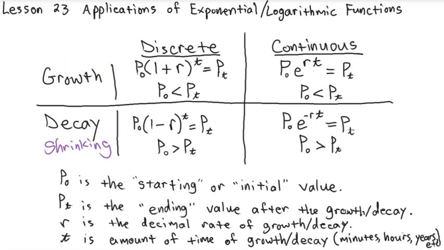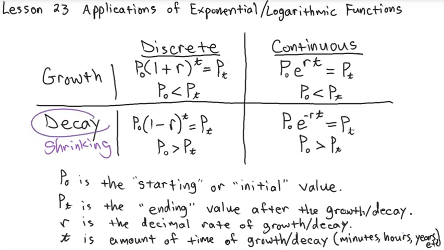In a growth function, the P sub t will always be larger than the P sub 0. So the P sub 0 will always be a smaller number than P sub t because it's growing. So P sub 0 is a smaller number. Then after a certain period of time, it grows to a certain larger number based on a growth rate, okay? It's the same thing in continuous growth. We have a starting value and we have a rate of growth, and then over a certain amount of time, based on e, which is continuous growth, we have an ending value, P sub t. And so again, P sub 0 is less than P sub t.